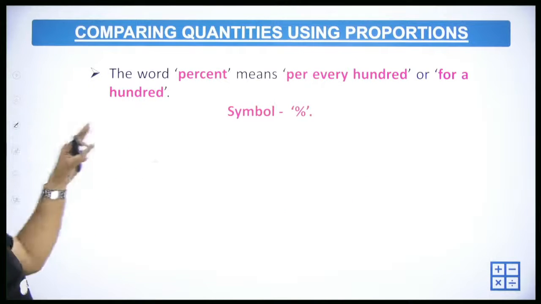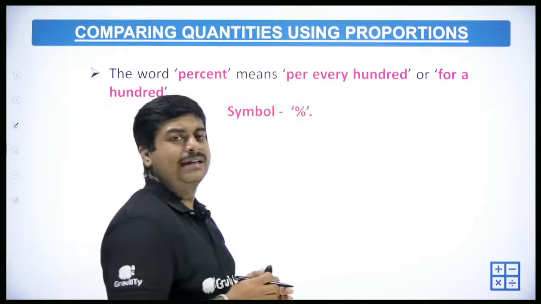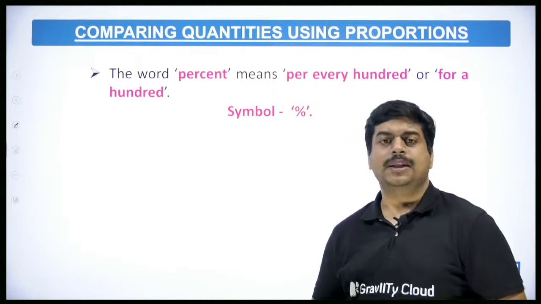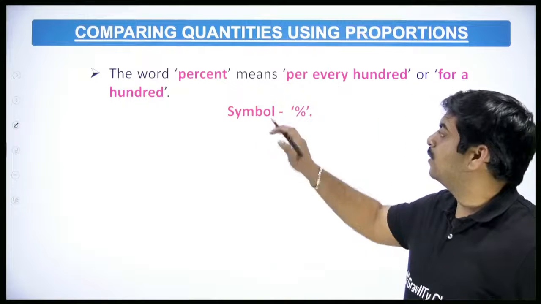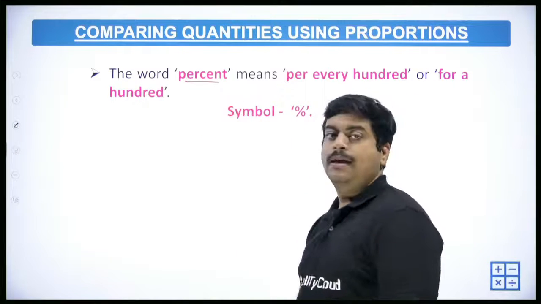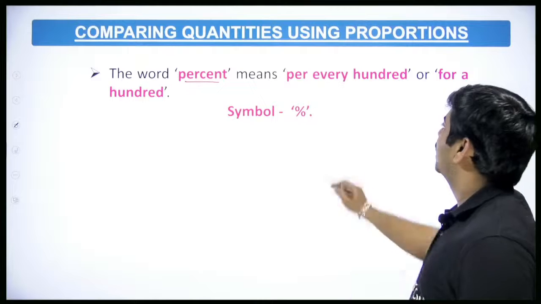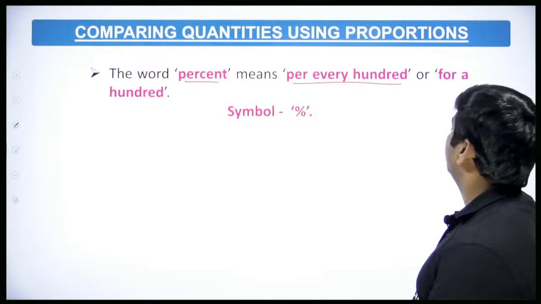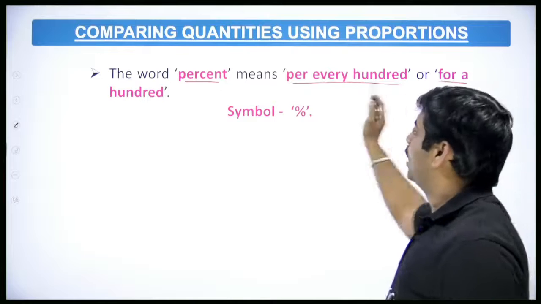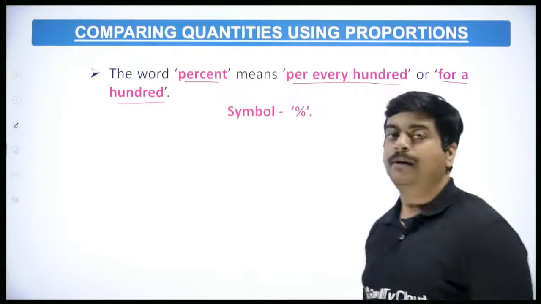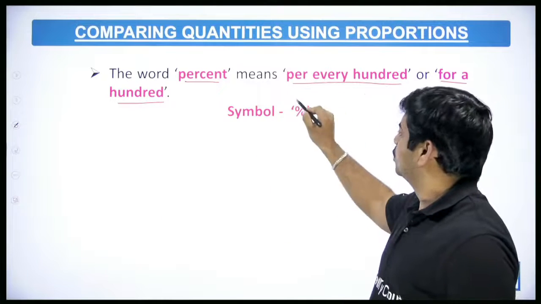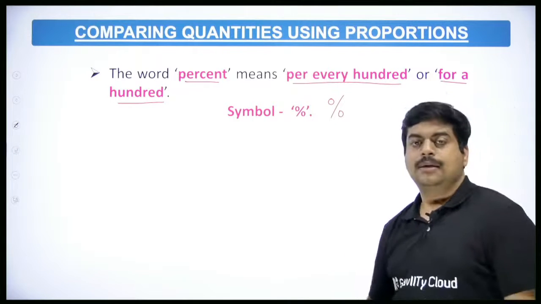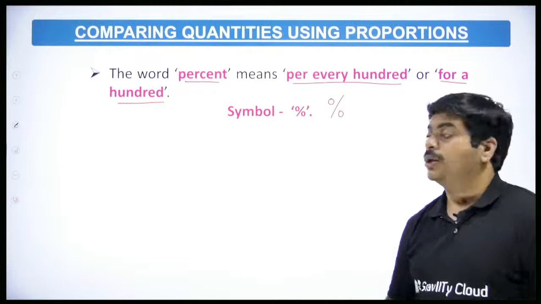The word percent, even percentage, we started in the last class. So what is a percentage? When we compare quantities, sometimes we compare with percent. The word percent means per every 100, or for 100. This is the symbol for percentage. So it is per 100.